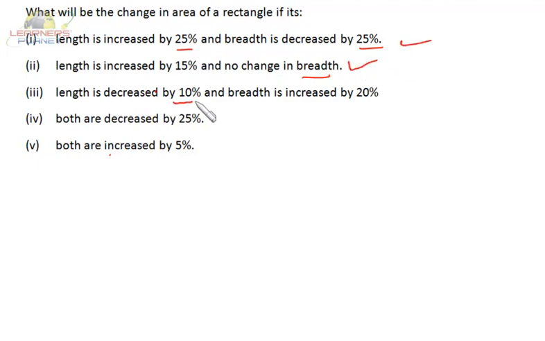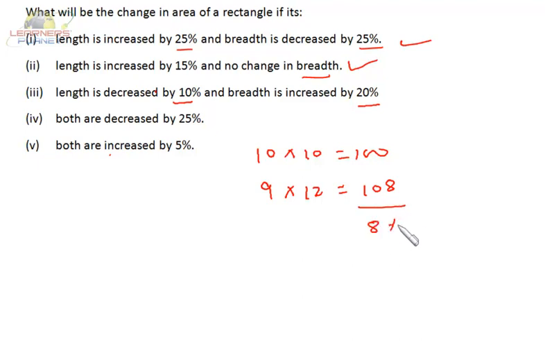Now if length is decreased by 10% and breadth is increased by 20%. Let's take 10 into 10, 100. Length is decreased by 10%, that means the new length is 9. Breadth is increased by 20%, that is the new breadth is 12. So 12 into 9 is 108. So overall there is an 8% increase. Okay, isn't it very simple?